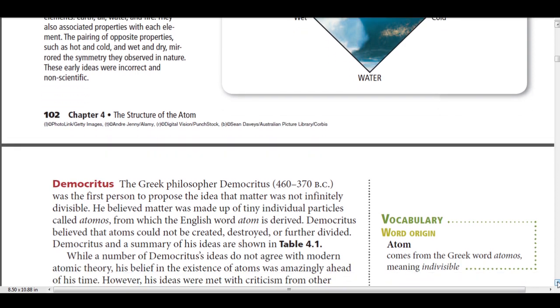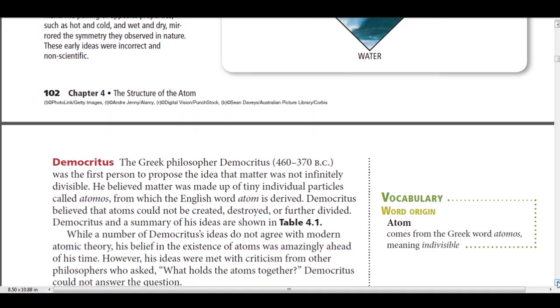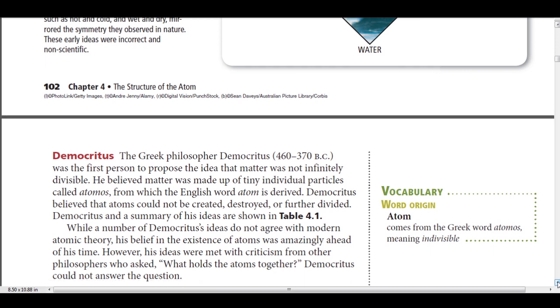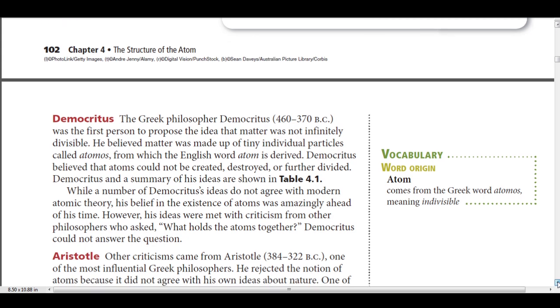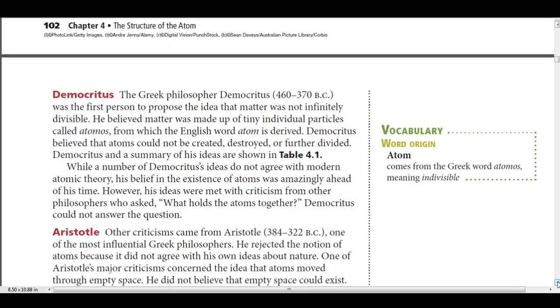So, Greek philosopher Democritus was the first person to propose the idea that matter was not infinitely divisible. He believed matter was made up of tiny particles called atoms, which is Greek for indivisible. Democritus believed that atoms could not be created, destroyed, or further divided. While a number of Democritus' ideas do not agree with modern atomic theory, his belief in the existence of atoms was amazingly ahead of his time.